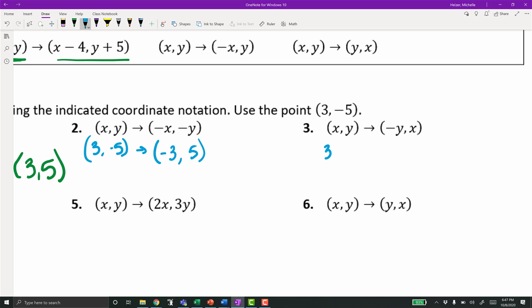So we have a few more here, 3 comma negative 5. So now what this one's saying is take opposite y first. So here's y, and I want the opposite. So negative 5, the opposite would be positive 5. And now put x second, 3. So it's okay if x doesn't start first.